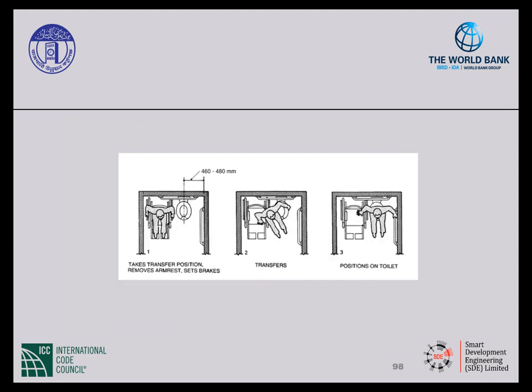This shows how a person would transfer from a wheelchair over to a water closet. It'll give you a good idea of why we have some of the clearance requirements that we just discussed in the last slide. So in picture number 1, the person is taking the transfer position, which is adjacent to the water closet. They would remove the armrest and set the brakes. In picture number 2, they would begin the transfer. At this point, they might use the grab bars that are located along the side of the water closet. And in picture number 3, they've now made the complete transfer and they are on the water closet.